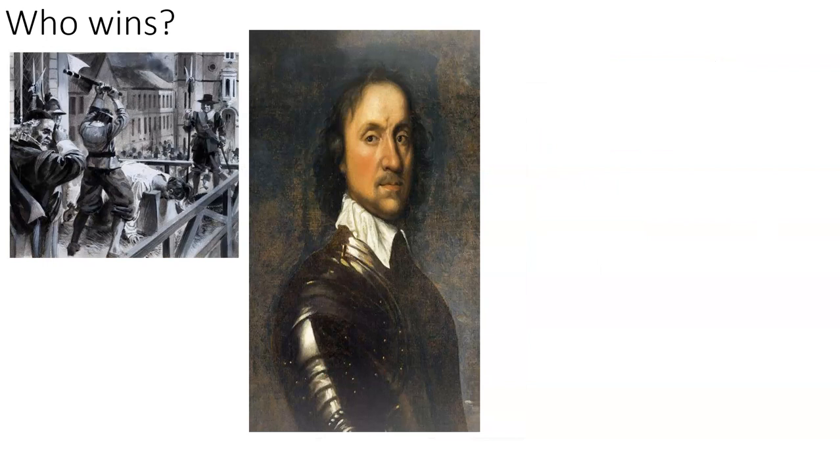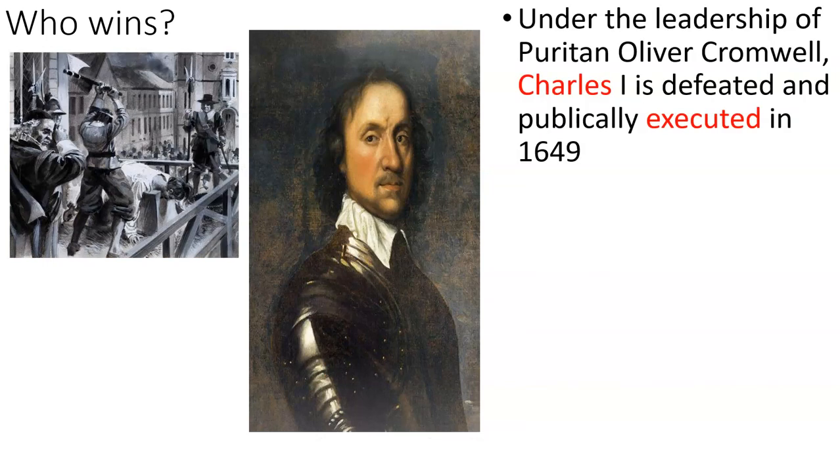So who wins in this? Well, Charles I is captured by the Roundheads. And this is a crazy moment in history. They take a divine right monarch. Yes, Charles I claimed divine right. And they behead him in front of the people.